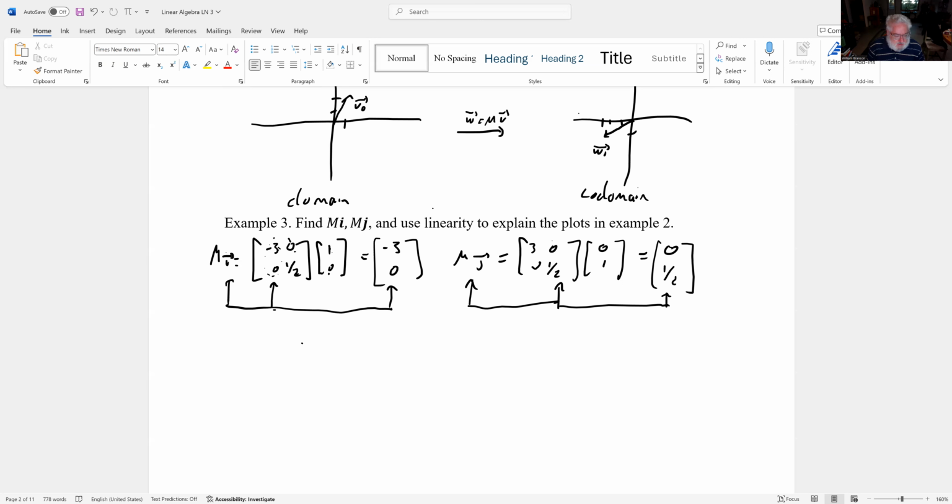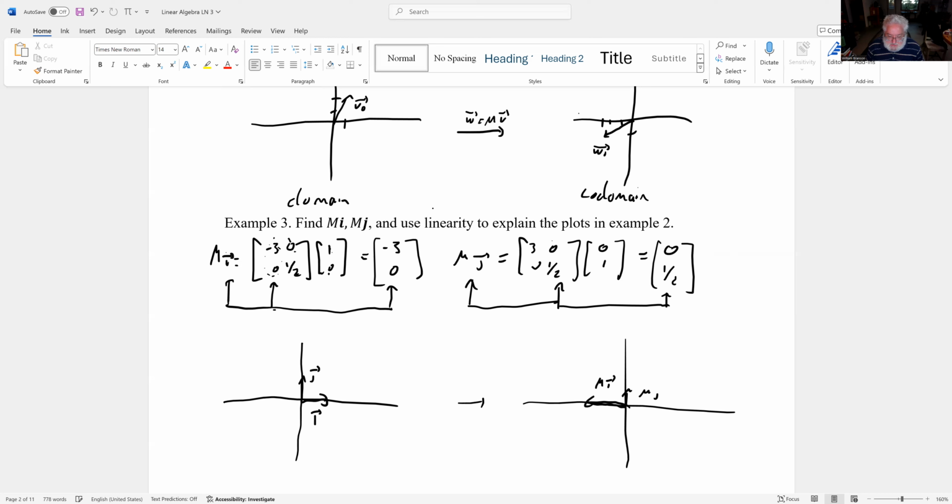So if we take here's i, here's j, they're a nice basis for my domain. And what does our function do? It takes us over to minus 3, 0. This is m times i, and 0, 1 half. That's m times j. And we know by looking at those two things, of course, that they are linearly independent. There's two of them in two-dimensional space, so they're a basis for my codomain.